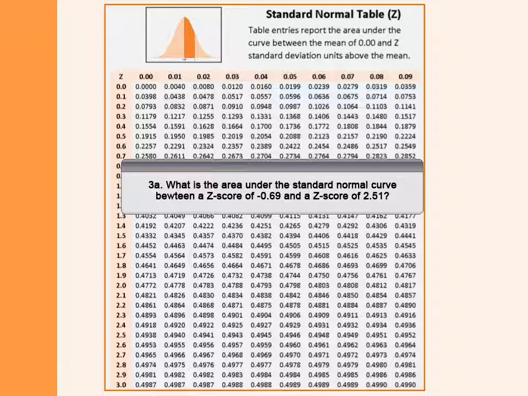Recall that the table for the area under the normal curve only reports the information, that is the proportion of the curve, between a mean of 0 and a z-score value. It does not report the area between two non-zero z-scores. So what we will have to do is look up both areas under the curve for each of our z-score values. First, we'll take the z-score of minus 0.69.